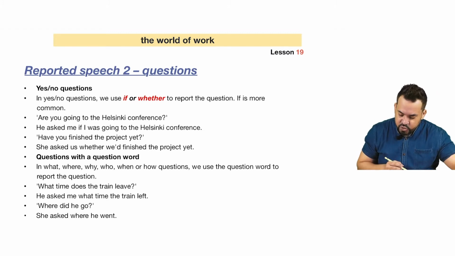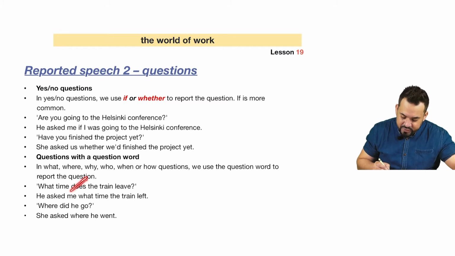Questions with a WH word: what, where, who, why, when, or how. We use a question word to report the question. What time does the train leave? He asked me what time the train left. So we kept everything the same. We changed the verb from the present to the past.